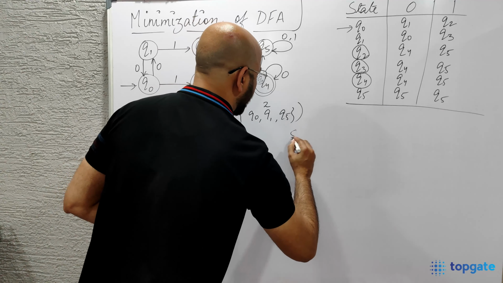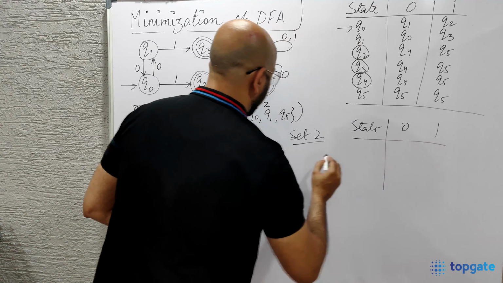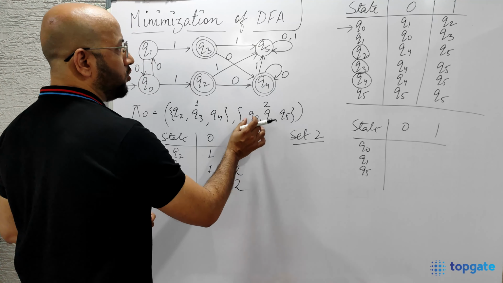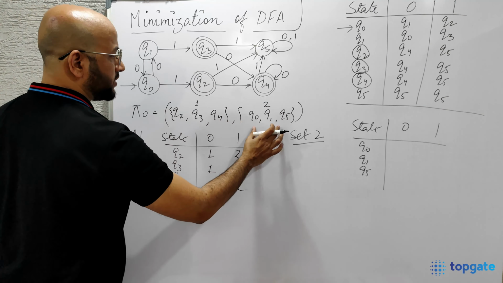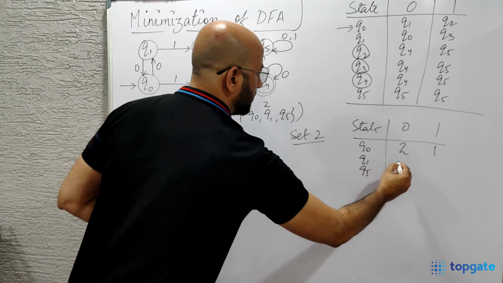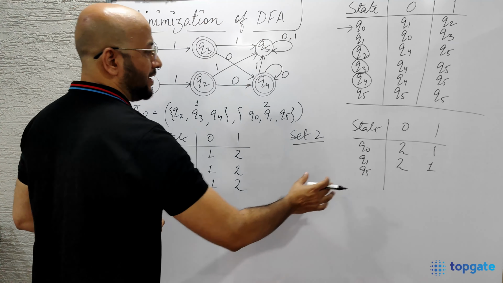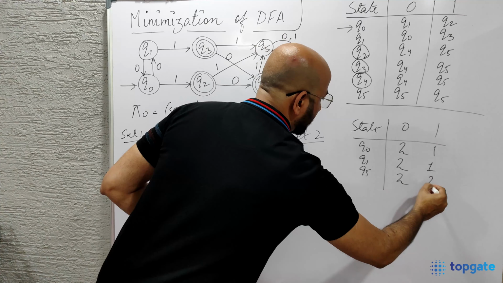Again, I'll make a table for set number 2. I'll write state, then 0 and then 1. In the states, I will write Q0, Q1 and Q5. For Q0, we have Q1 and Q2. Q1 belongs to set number 2 and Q2 belongs to set number 1, so I'll write 1 here. Similarly for Q1 I have Q0 and Q3. Q0 is set number 2 and Q3 is set number 1. Again I'll write 1 here. Similarly for Q5 I have Q5 and Q5. Q5 belongs to set number 2, so set number 2 and set number 2.